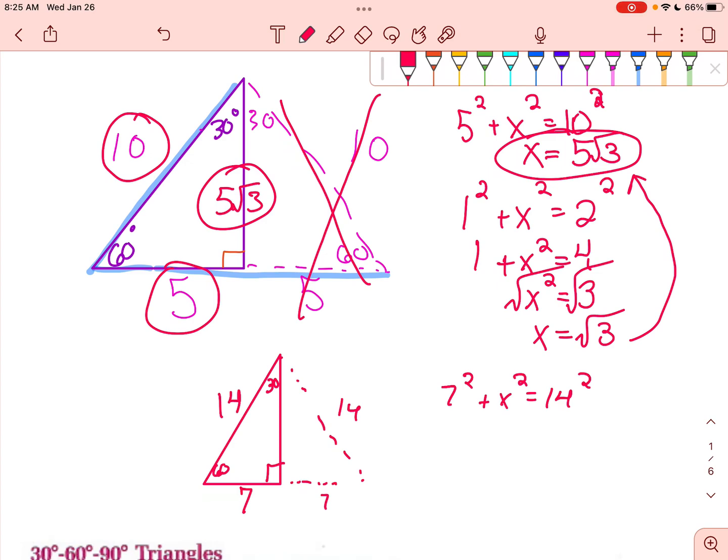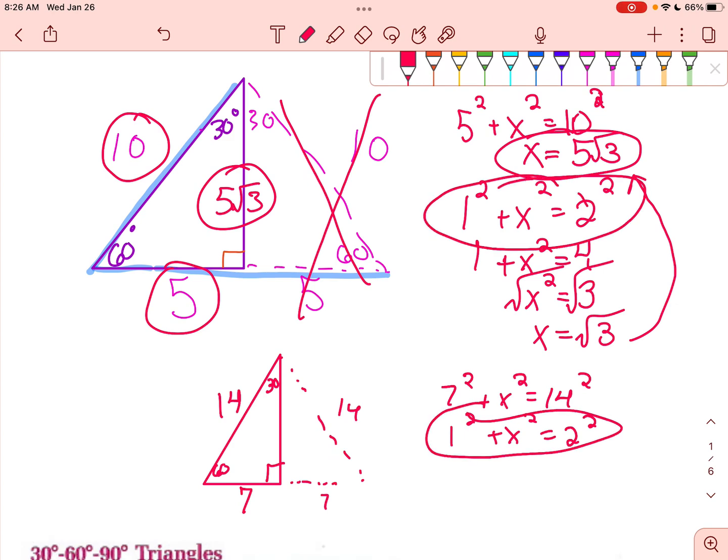Wait a minute, I wouldn't do that. I would reduce the triangle. So 1 squared plus x squared equals 2 squared. Again, I divided it by 7, and I'm doing the same problem every single time. So this ends up being the square root of 3 times 7, so it's 7 root 3. And so on and so on. You can start to see the pattern that a 30, 60, 90 triangle gives us.